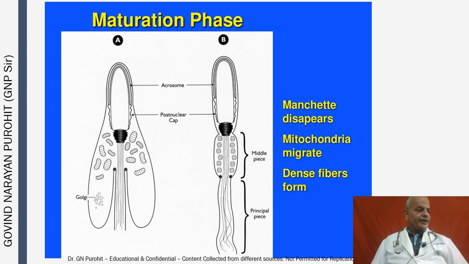and begins to disappear. Mitochondria are assembled. Here you can see the mitochondria are going to assemble around the flagellum to form the middle piece. Dense outer fibers form around the flagellum. This is the flagellum. The annulus forms the juncture between the middle piece and the principal piece.